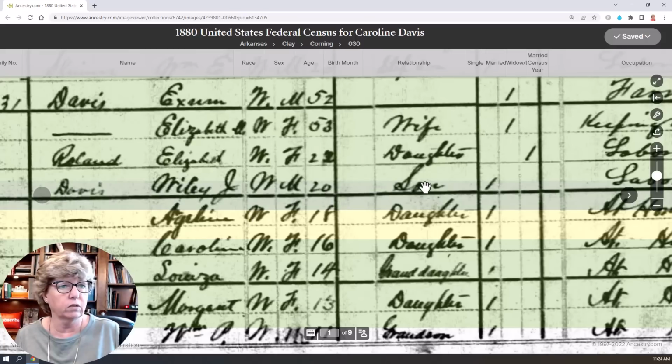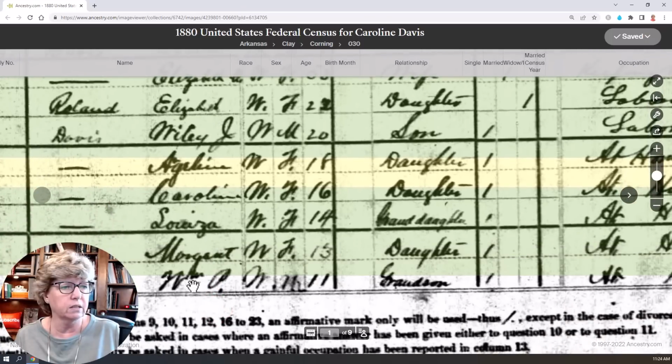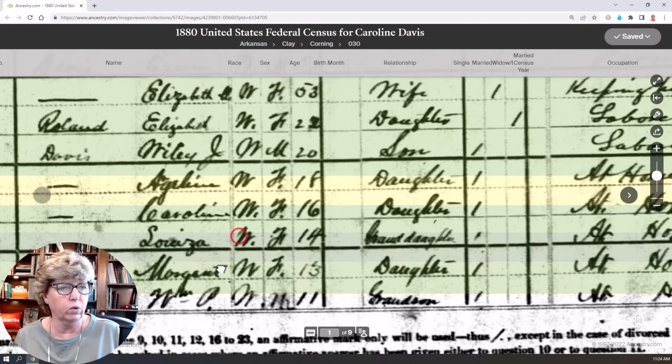He's 20 years old. He is the son and he is single. Everybody else after that is single. We have Angelina. We have Caroline. We have Louisa. We have Margaret, and we have William P. That's an abbreviation, WM for William.